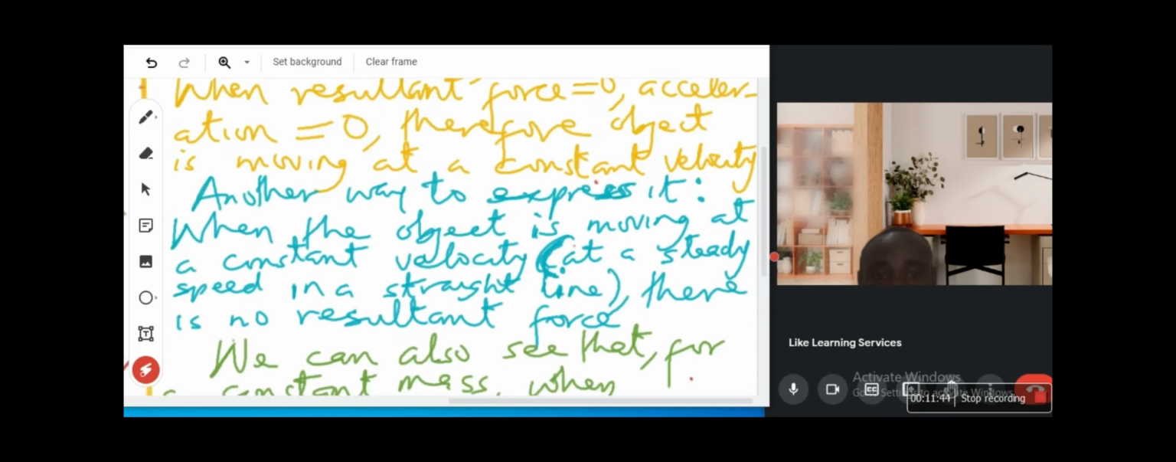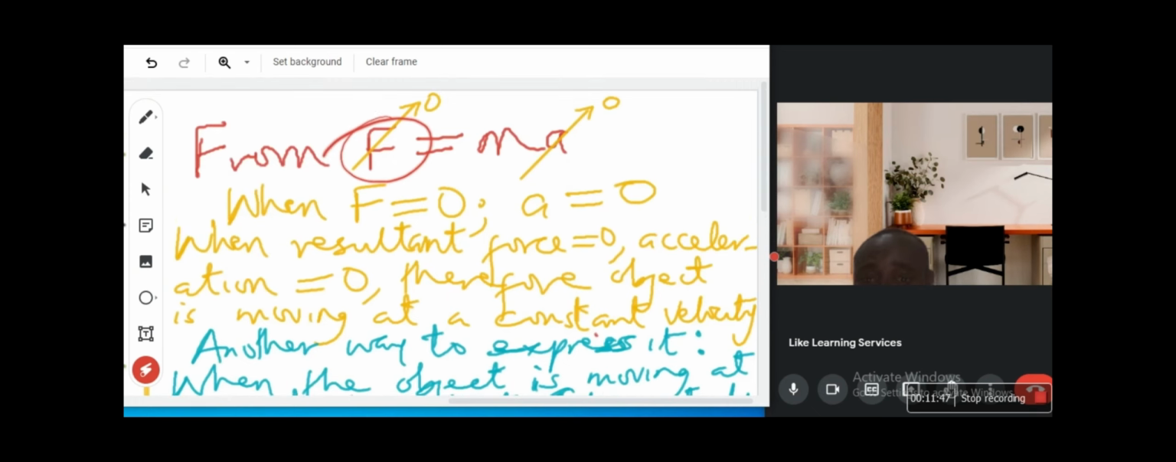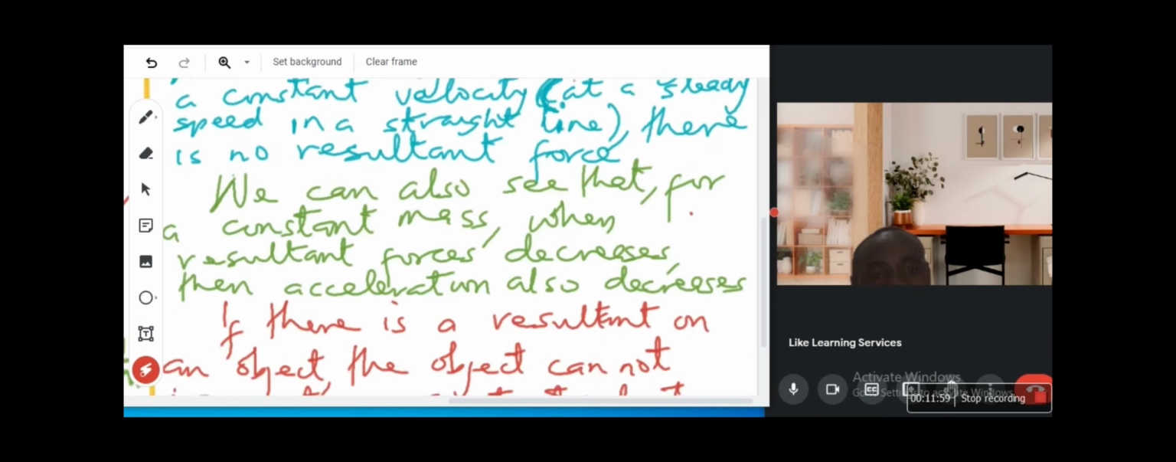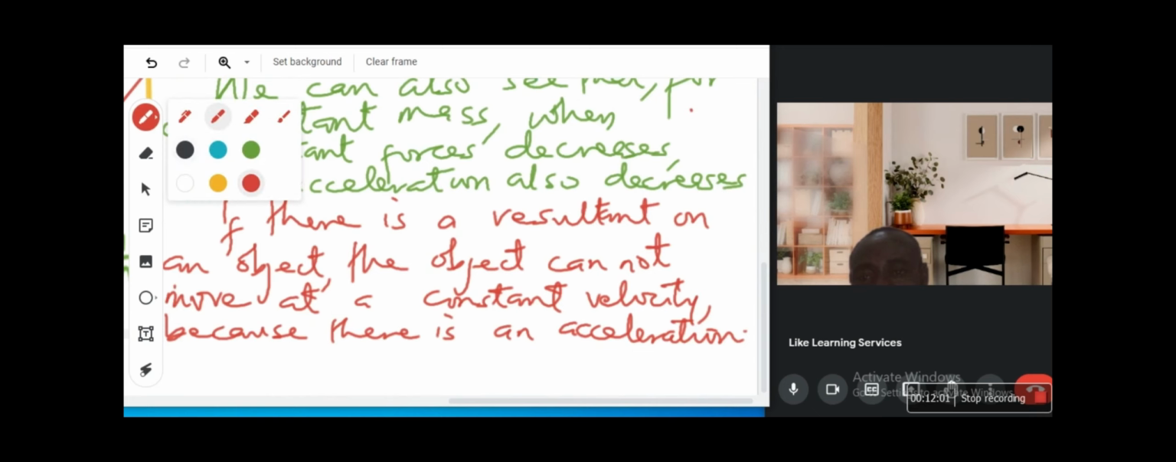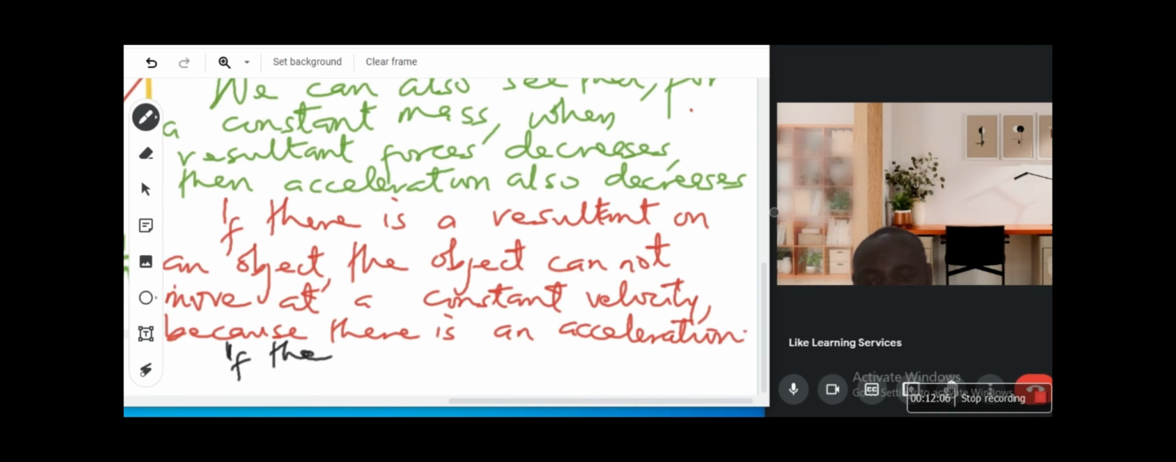I can also say that if you have a negative resultant force, then there has to be a negative acceleration, which means deceleration. So the object is slowing down. Let me add that with a black line. If the resultant force is negative, then the acceleration has to be negative.